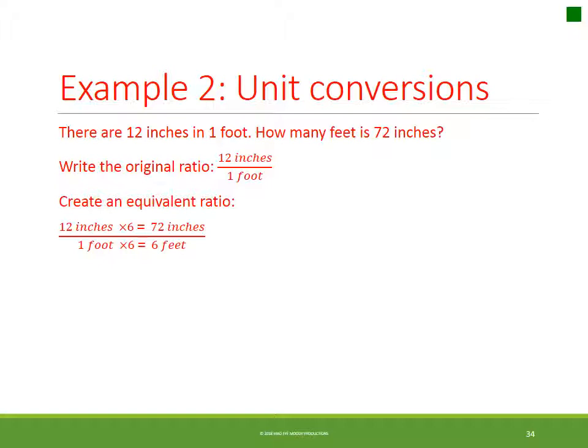Therefore, I need to know what 6 1 feet are. Because if I have 6 12 inches, then I need 6 1 feet. So 12 times 6 is 72. 1 times 6 is 6. If there are 12 inches in a foot, then 72 inches is 6 feet.